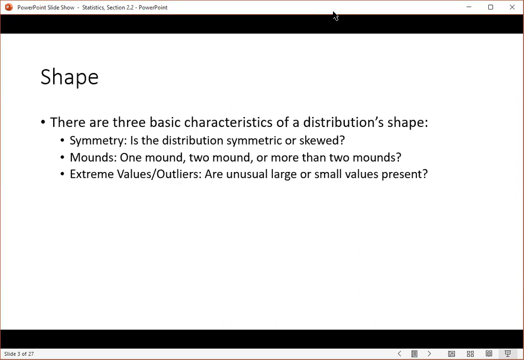There are three basic characteristics of a distribution's shape. The symmetry: is the distribution symmetric or skewed? The number of mounds: do we have one mound, two mounds, or more than two mounds? The extreme values or outliers. Are there unusual values present in the data?